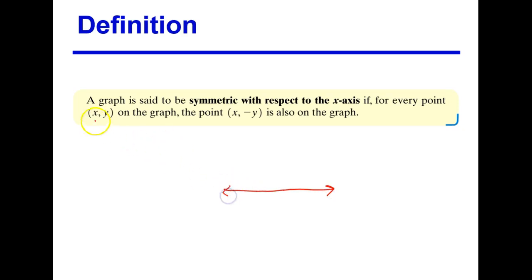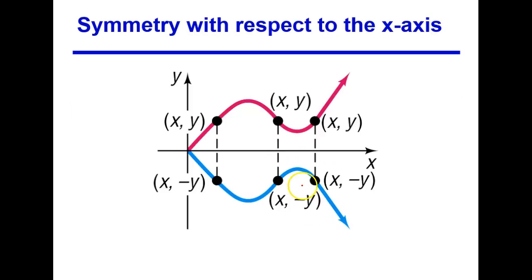For every point x, y, the point x, negative y is also on the graph. This makes sense because if I have, here's my x-axis, if I have x comma y, that goes right there, I know that if I have x, negative y, that's symmetric. It's the same distance from the x-axis. So that's how I can keep track of that.